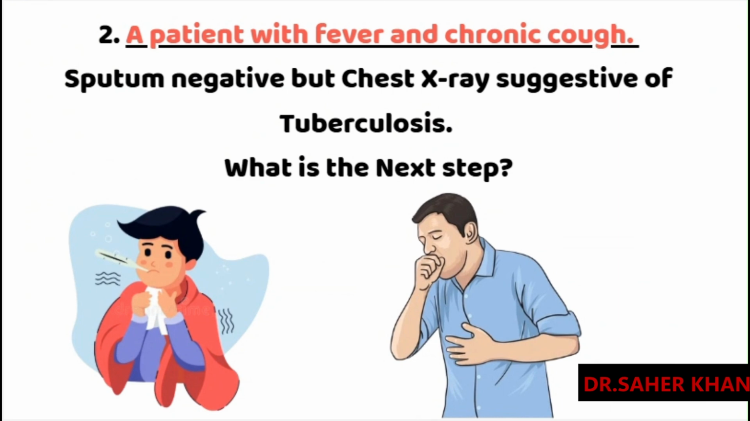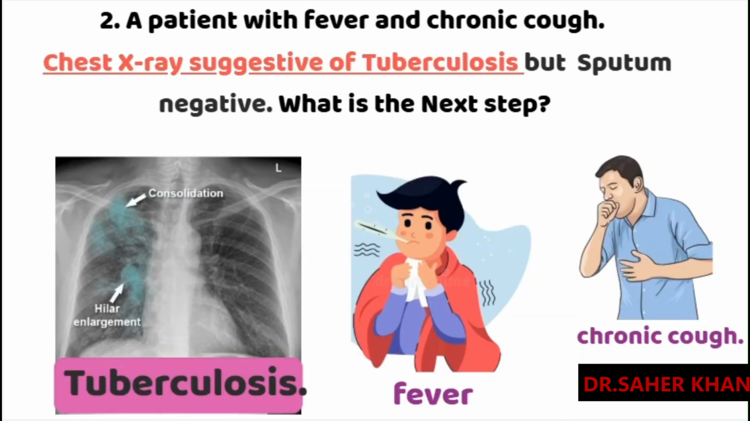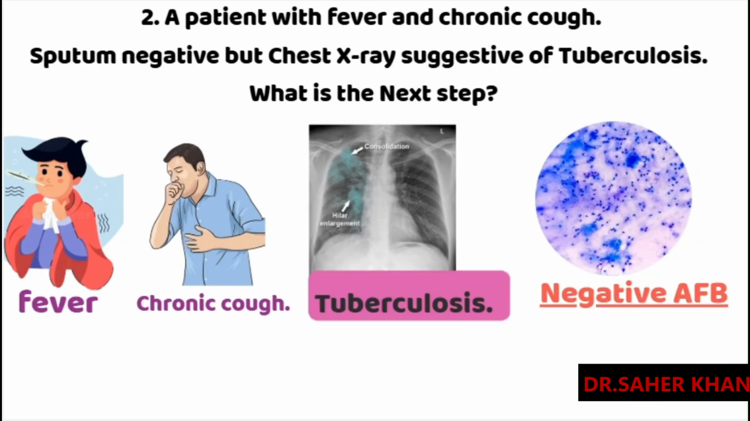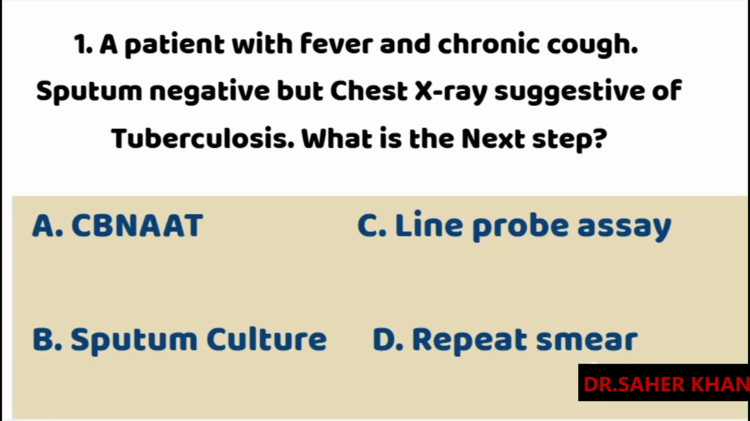Okay, so our next question is: a patient presents with fever and chronic cough. The doctor performs a chest x-ray which is suggestive of tuberculosis. Then a sputum smear test is performed and it is found to be negative for acid-fast bacilli, meaning no TB bacteria are seen. So the question is, what should be the next step to confirm tuberculosis? So this is the scenario. The X-ray is suggestive of tuberculosis, but the smear preparation is negative. And these are the options.